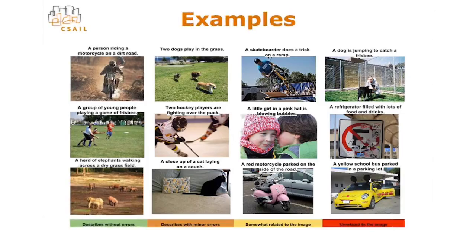This architecture is then trained from pairs of images and image captions, and here is just an illustration of the type of things that it can generate. So some things are generated without an error. Here is an image, and what the model predicts corresponding to this image is a person riding a motorcycle on a dirt road. So very accurate.